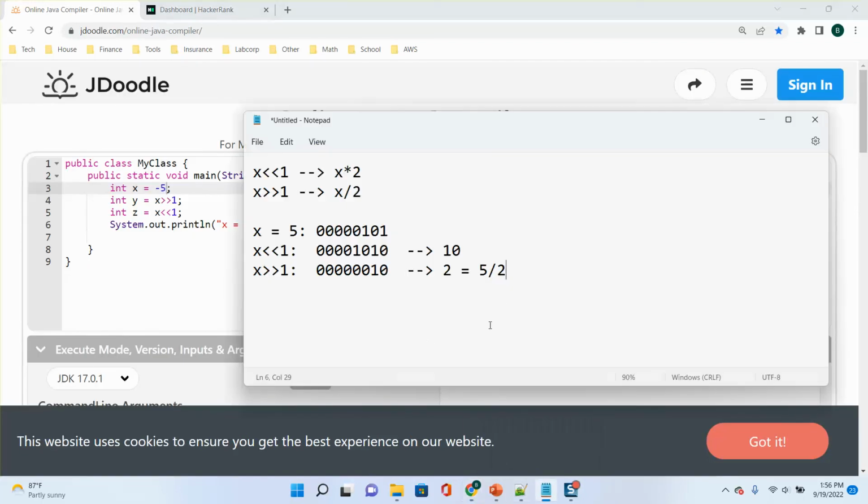I will tell you, if you do the quotient, 5 is equal to 2 times 2 plus 1, right? So the quotient is 2. But negative 5 is 2 times negative 3 plus 1. If you think about it in this way, you know the divided by 2: negative 5 divided by 2 should be negative 3.